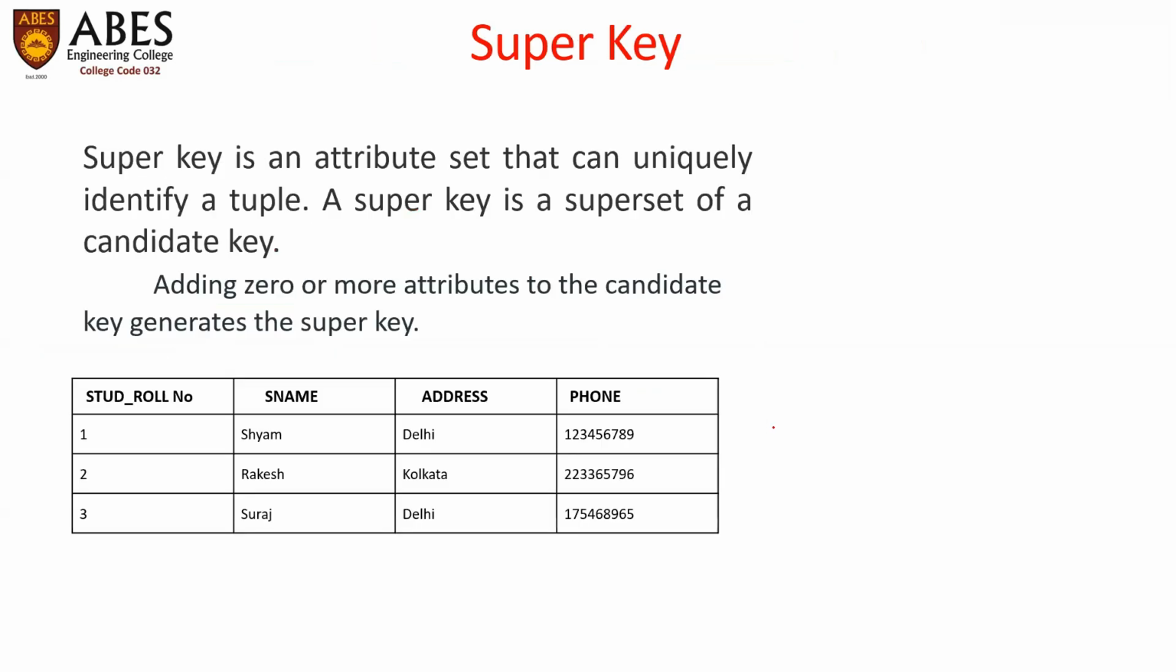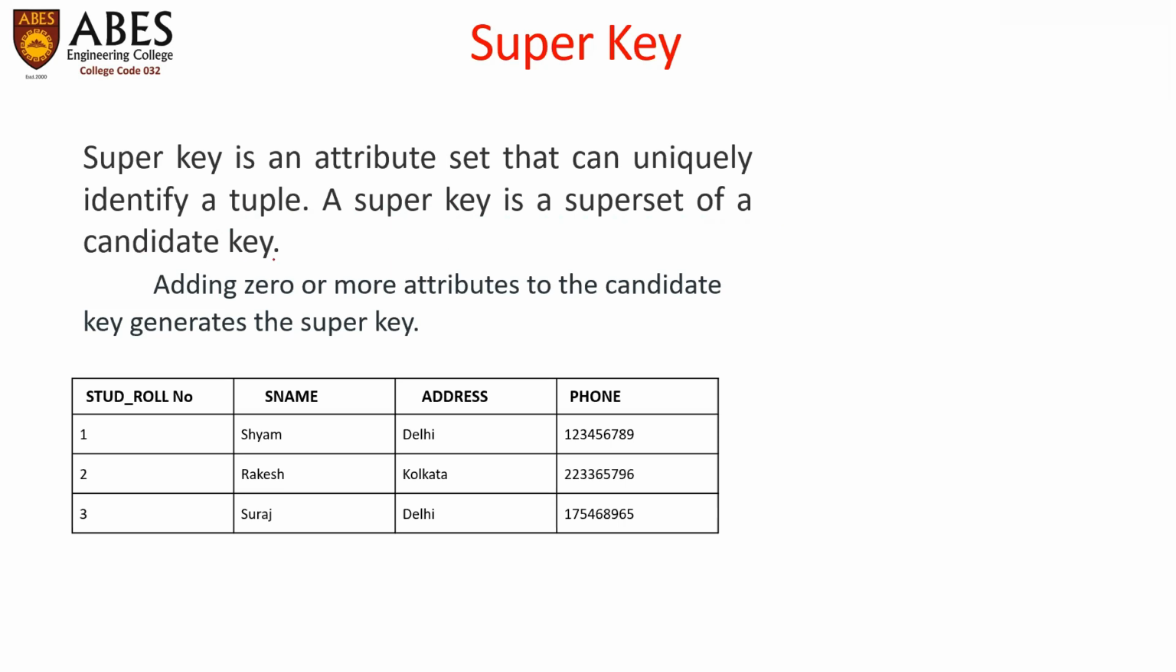Next, let us discuss what is a super key. Now we know what is a primary key, we know what is a candidate key, we know what are alternate keys. Now let us see super key. Now a super key is an attribute set that can uniquely identify a tuple. It can also uniquely identify a tuple, but the thing is that a super key may not be minimal. A candidate key is basically a minimal set, but a super key need not be minimal. A super key basically is a superset of a candidate key.